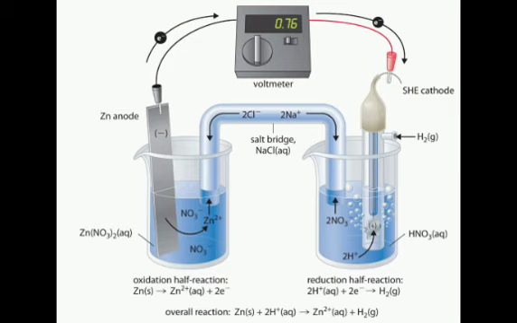Okay. The electrode potential of a given system depends on, number one, the overall energy change; number two, the concentration of ions in the solution; and number three, the temperature.